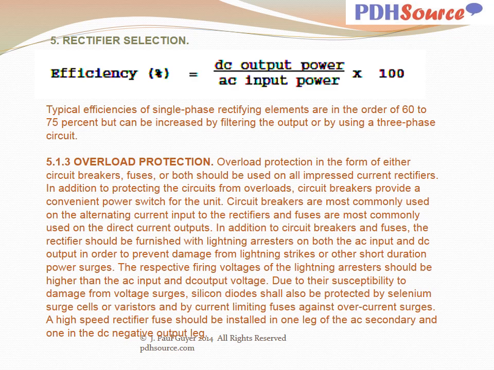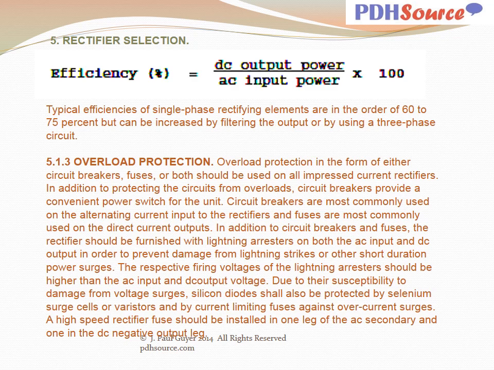Overload protection in the form of either circuit breakers, fuses, or both should be used on all impressed current rectifiers. In addition to protecting the circuits from overload, circuit breakers provide a convenient power switch for the unit. Circuit breakers are most commonly used on the alternating current input to the rectifiers, and fuses are most commonly used on the direct current outputs.